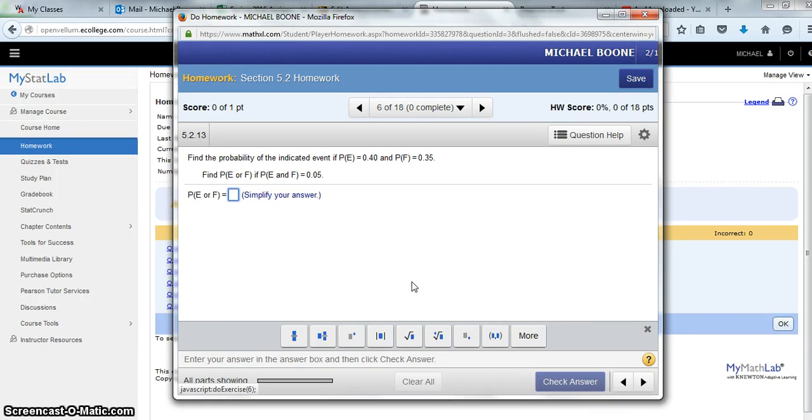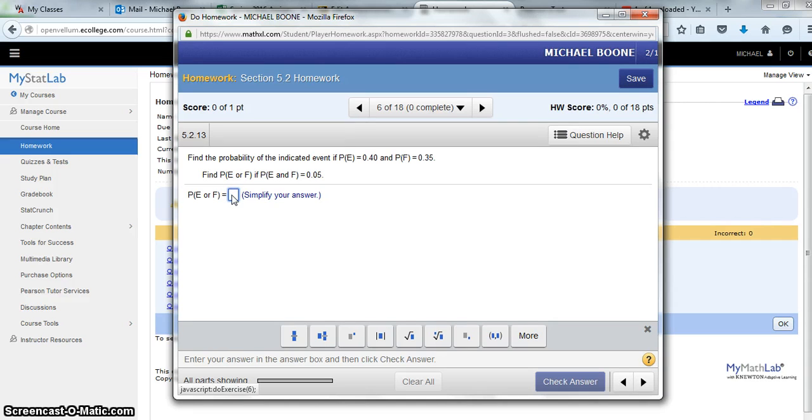So in chapter 5, section 2, we have some rules for probability. If we know some certain values about a couple events, we should be able to find the probability of E or F. Typically when I think or, I'm thinking about addition. So first glance would say, okay, I'm just going to add the 0.40 and the 0.35. But there could be overlap. You don't want to count something twice. So you always have to subtract off the overlap, and that's what the probability of E and F is, the overlap of an event happening.